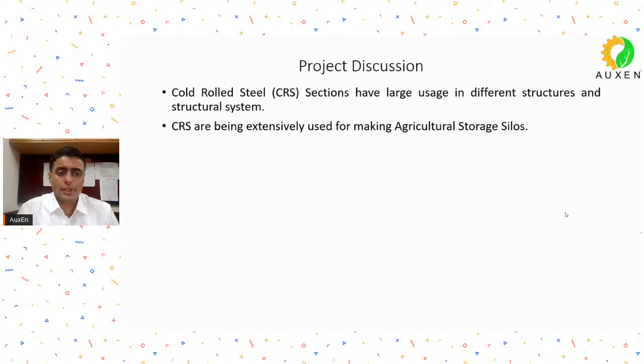An innovative use that we are going to discuss is that cold rolled sections are being extensively used these days, and more so in India these days, for making agricultural storage silos. Okay, so I don't know whether anyone has seen agricultural storage silos, steel silos, white sheet metal silos. Has anyone seen them? White sheet storage silos? No.